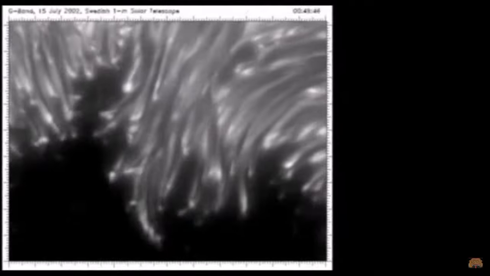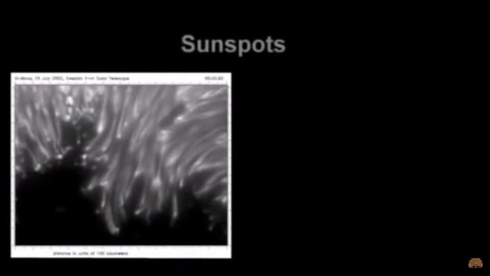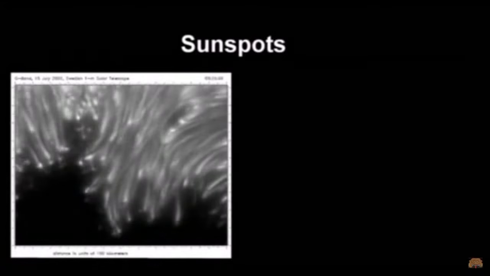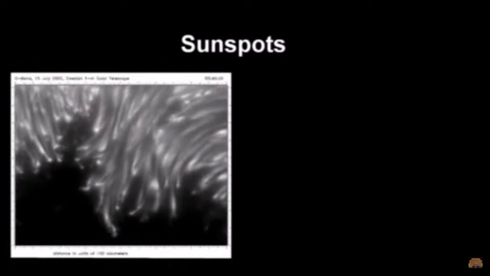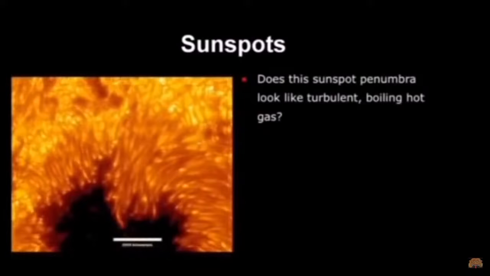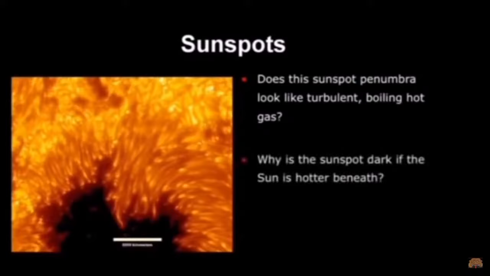I asked the question, does this sunspot penumbra, this is where you can see edge on to the photosphere and look deeper into the atmosphere, or the ionosphere, I should say, of the sun. And I asked this question, does this sunspot penumbra look like turbulent, boiling hot gas? And I would say not. It has structure, it has a motion which doesn't look like boiling material coming up from the interior of the sun. And why is the sunspot dark if the sun is hotter beneath?